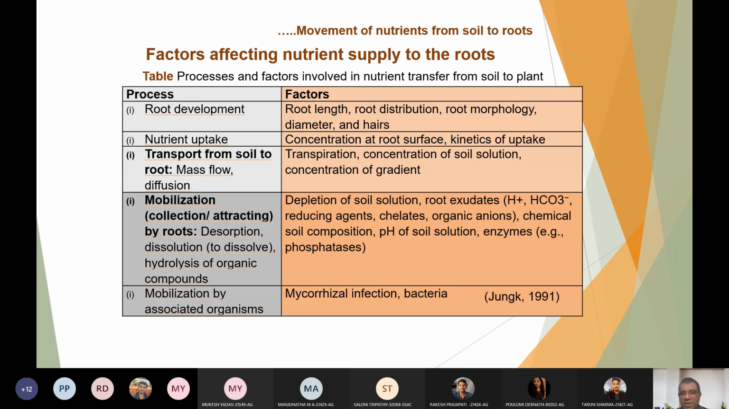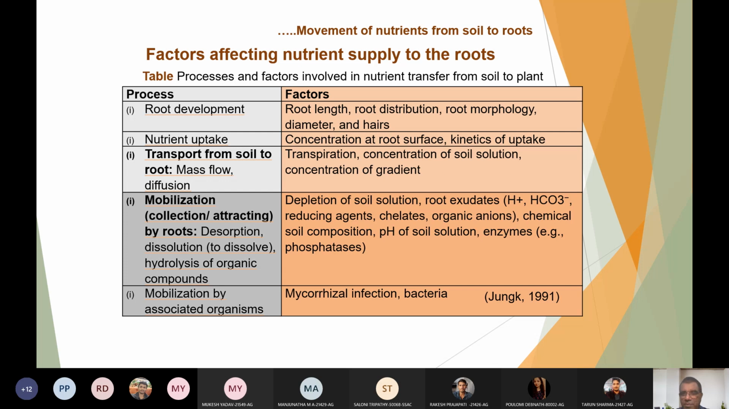Now, this is a very important slide. You can put your attention here. These are the factors affecting nutrient supply to roots. You have seen nutrient supply was done by three mechanisms: root interception, mass flow, and diffusion. By these three methods, nutrients were supplied to the roots. And now, what are the factors that affect this supply?